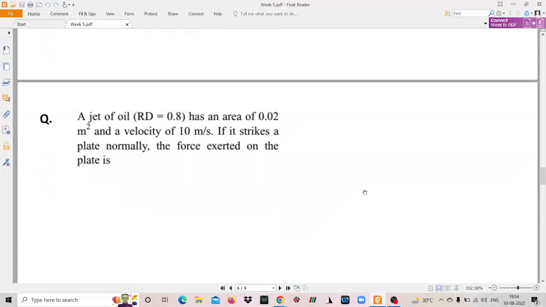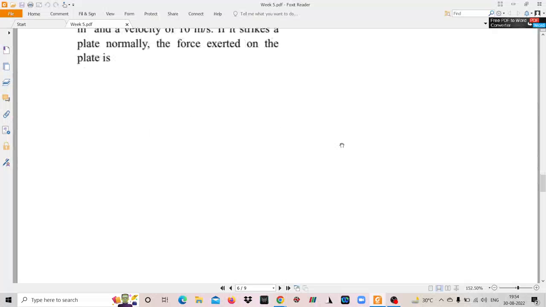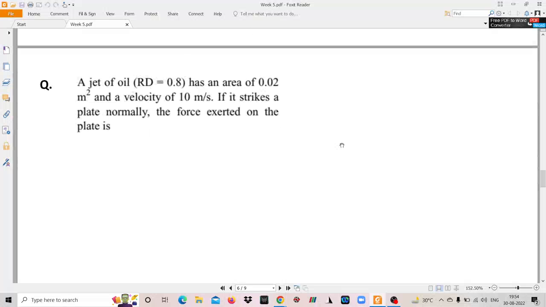Now, a jet of oil whose relative density is 0.8 has an area of 0.02 meter square and a velocity of 10 meter per second. If it strikes a plate normally, the force exerted on the plate is how much? Okay, you have to calculate the force exerted on the plate. So please try this problem.